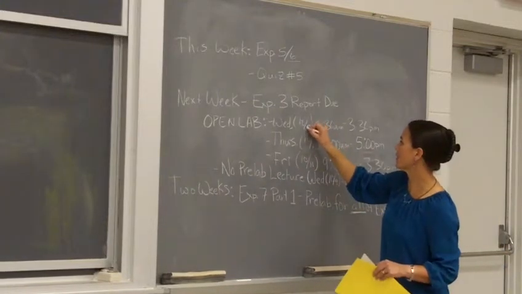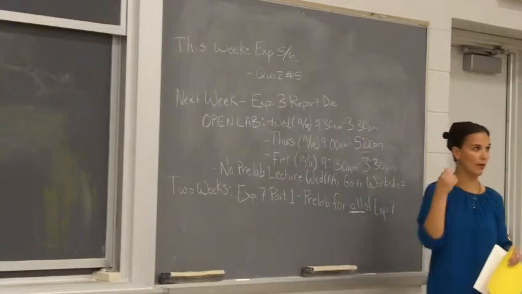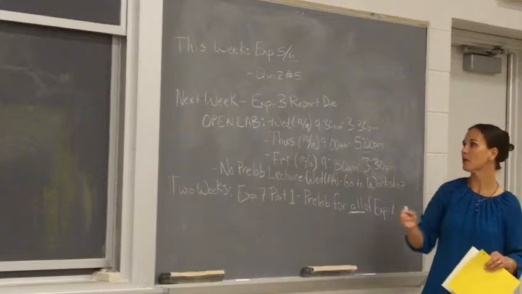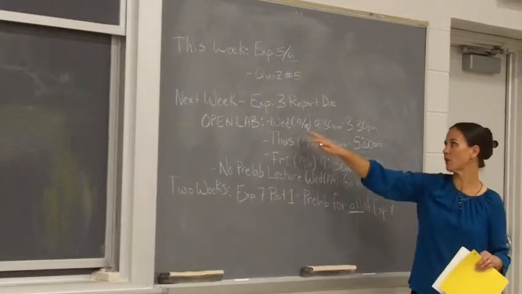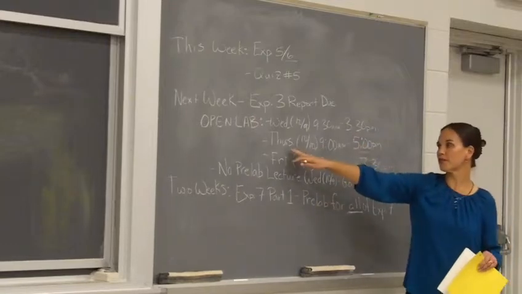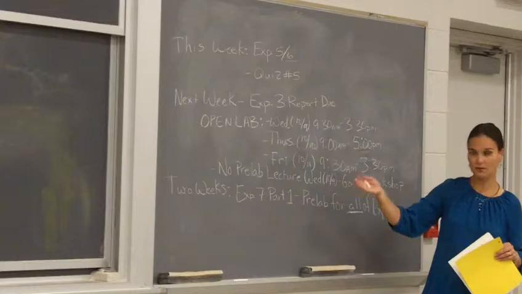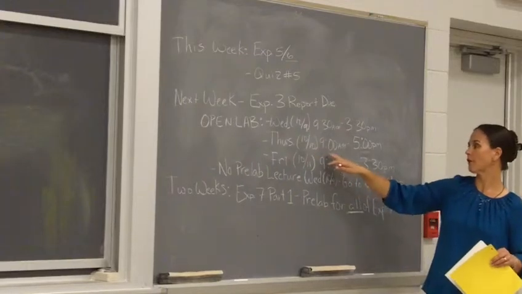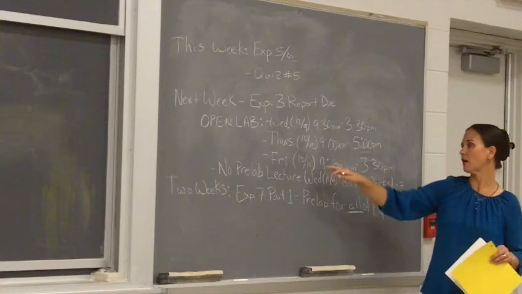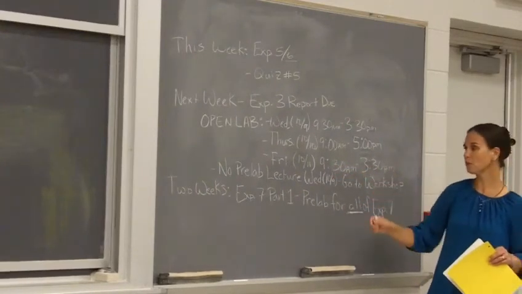And then next week, for open lab, since it is fall break, we won't have open lab Monday or Tuesday because classes aren't in session. So we'll have open lab Wednesday, 9:30 a.m. to 3:30 p.m. like normal. Thursday we'll have open lab because we're not going to have lab Thursday if we don't have lab on Tuesday. So we'll have open lab from 9 a.m. to 5 p.m. and then Friday from 9:30 a.m. to 3:30 p.m. like normal.